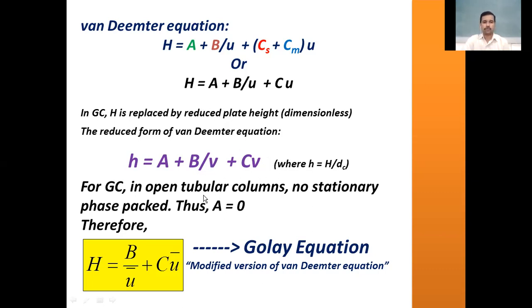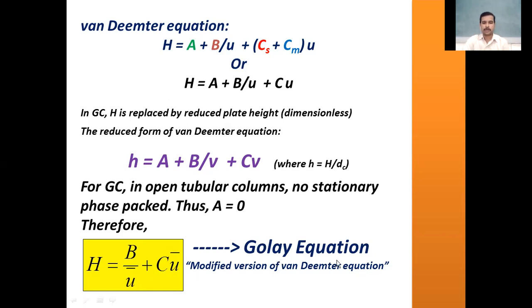And still, if you go to open tubular columns, as I told earlier, there will be no stationary phase particles packed into the chromatographic column. Therefore, there is no question of expecting the solute to pass in multiple paths. So the multiple path transfer term will be absent. So A will be equal to 0. And if you use this expression, you will get H is equal to 0 plus B by u plus C into u. And hence H is equal to B by u plus C into u, or H is equal to B by u bar plus C into u bar. And this is especially for gas chromatography while using open tubular columns or capillary columns for the separation process.